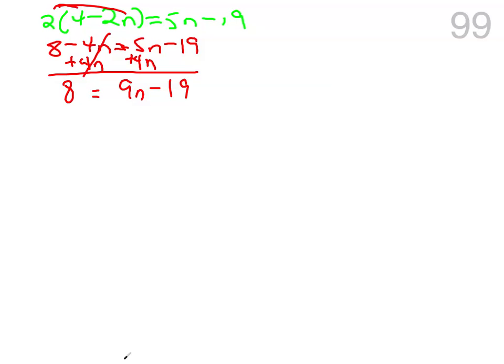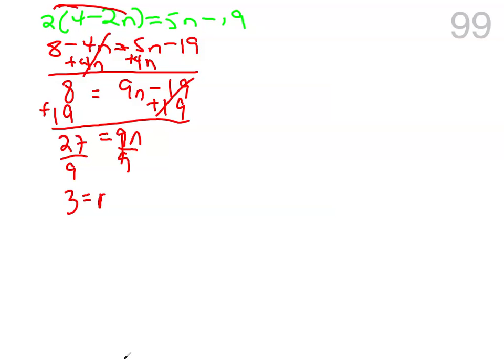What do I need to do next? Yeah, see, I got to get rid of this minus 19 on the side of the n's. So I do plus 19. What's 8 plus 19? 27. Equals 9n. Now 9n means 9 times n. What's the opposite of multiply? Divide. So I divide by 9. And yes, you're right, Al. n is equal to 3.